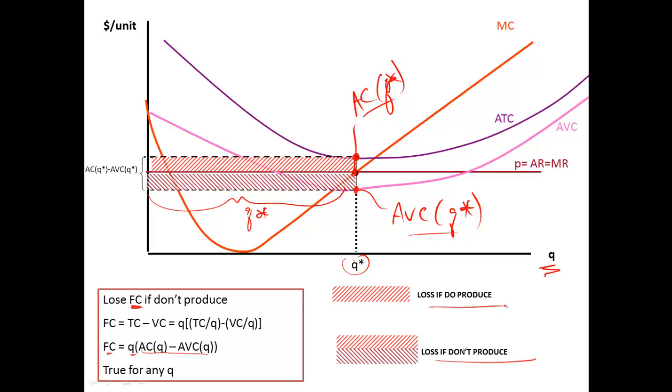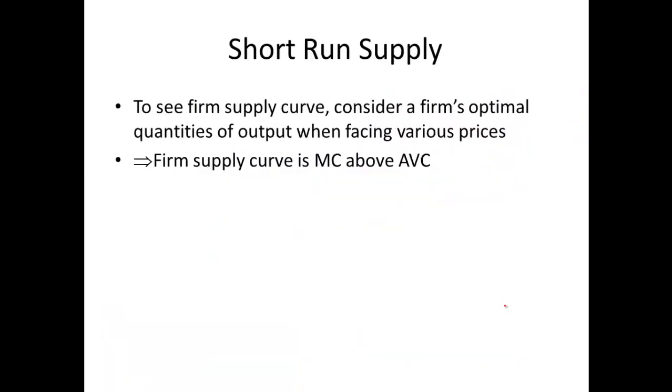So therefore we should produce if we can fetch a price above average variable cost. We'll see this again in a moment too. All right, I want to use this idea, both the idea of how we choose the profit maximizing quantity of output, and this more recent idea about whether I should produce in the short run, to derive the actual short run supply curve for the firm.